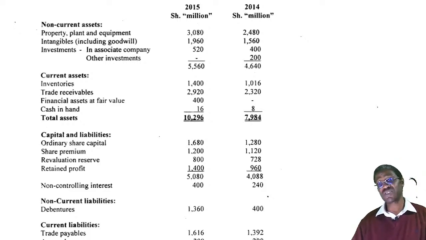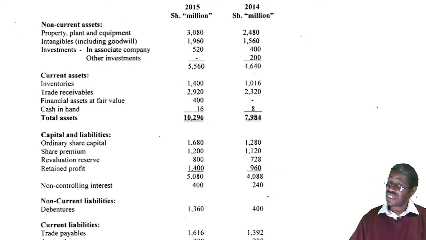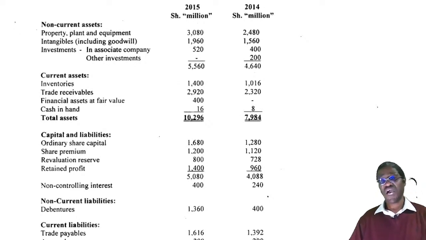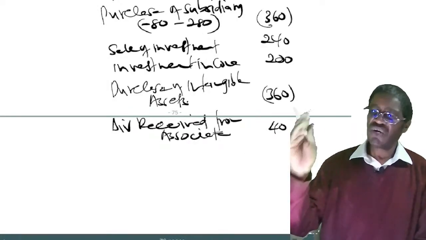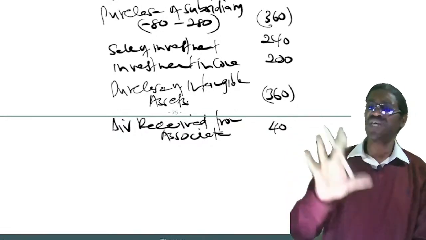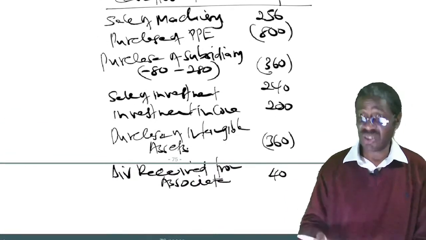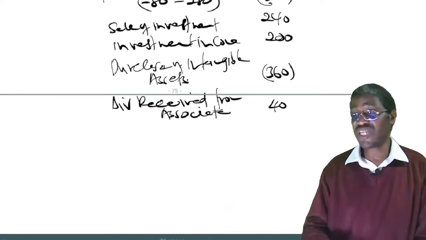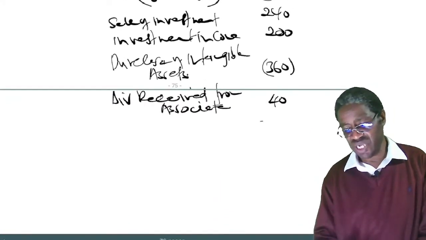So it looks like I'm through with analyzing the fixed assets. Property, we analyzed it. It gave me cash paid to acquire new ones. Intangibles, we analyzed it. It helped me get the cash paid to acquire new ones. Investment in associate gave me a dividend received from the associate. Other investments, we sold it. Then we went through the additional and we picked the sale of property. We had to pick the purchase of subsidiary and the others.